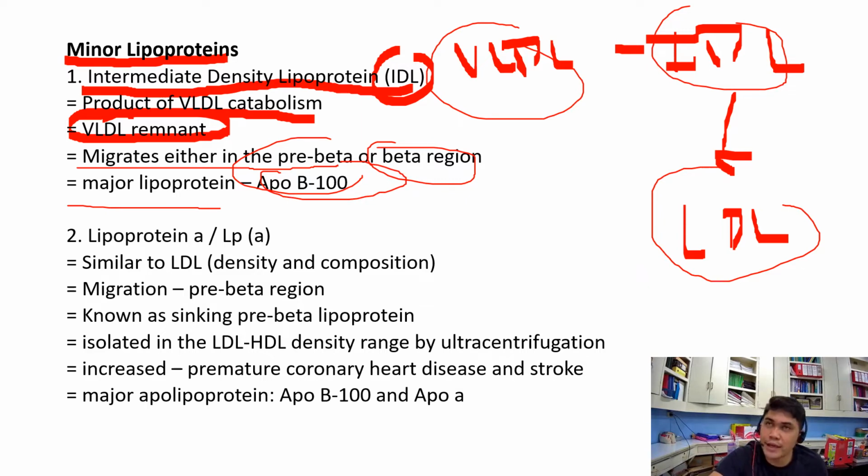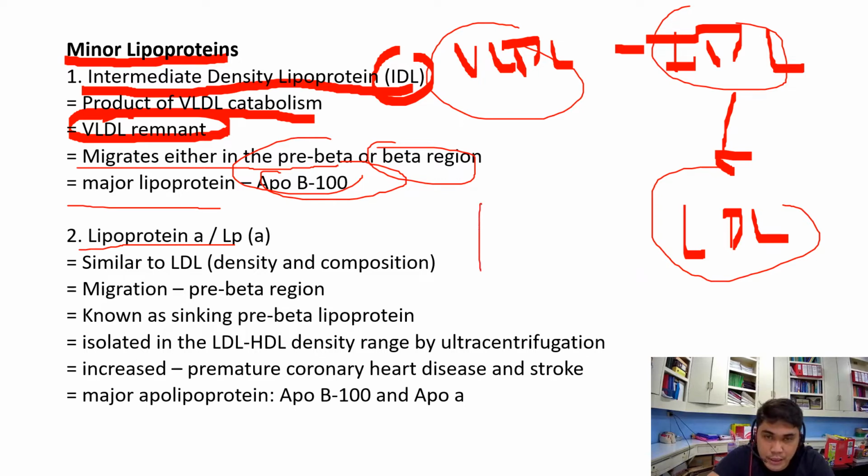Like, same with VLDL and LDL. The next is lipoprotein A. For lipoprotein A, similar to LDL in terms of density and composition, but the migration is in the pre-beta region. Okay, now let's talk about ultracentrifugation and electrophoresis.